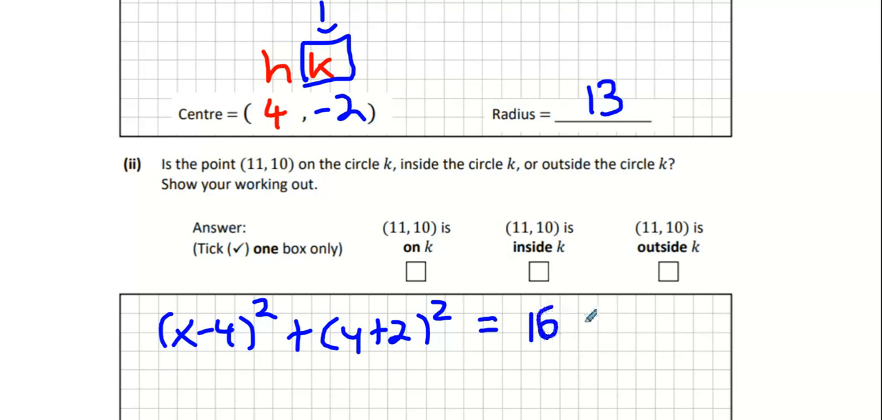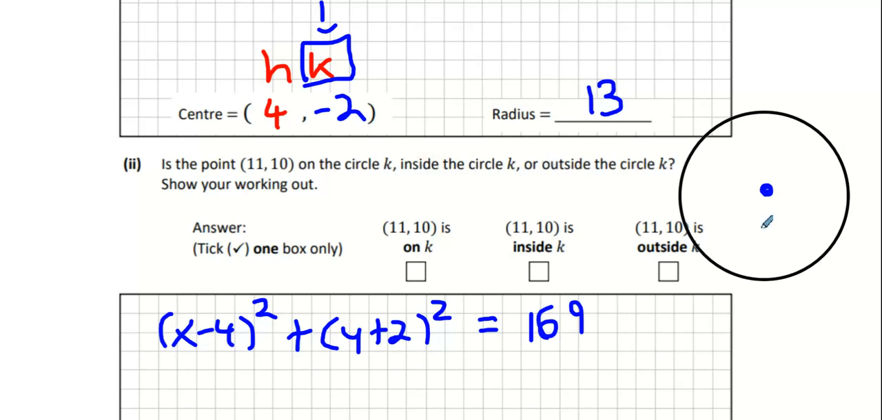Is anybody on part 2? To do part two, there's two methods you could use. The first method is you have to find the center of the circle. What's the center of the circle again? 4, minus 2. And the point is 11, 10, isn't it?